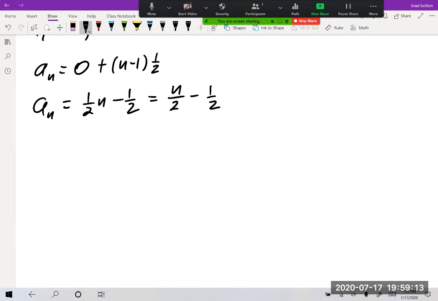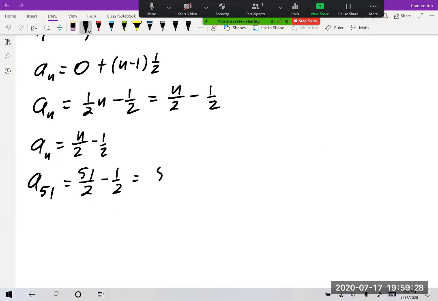So now we come over here. Now I know that my formula is a sub n equals n over 2 minus 1/2, and they want me to find a sub 51. So all I have to do is 51 over 2 minus 1/2. So this would be 50 over 2, which would be 25. And I found my 51st term. That means if I wrote out the first 51 terms, term 1, term 2, term 3, term 4, once I hit 51, it'll be worth 25, okay? So it's really nice with arithmetic because we have this formula, we have everything that we can work with.